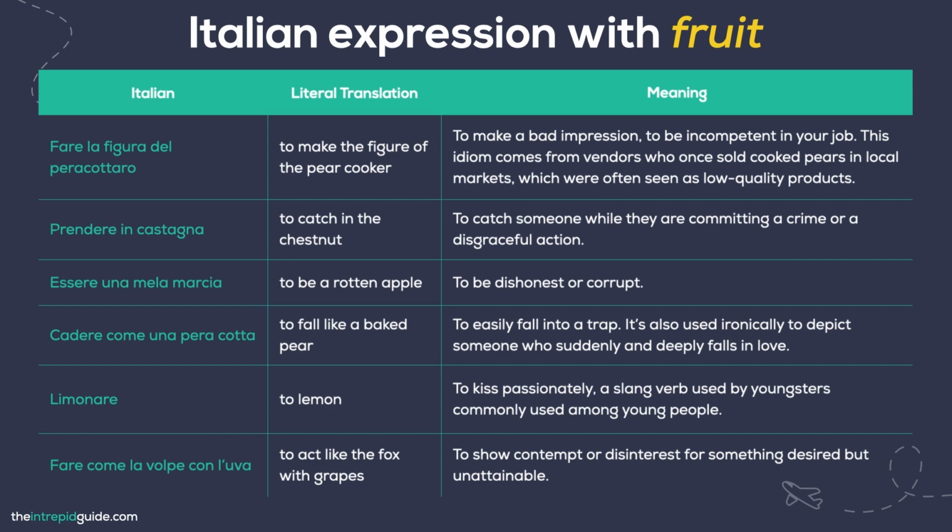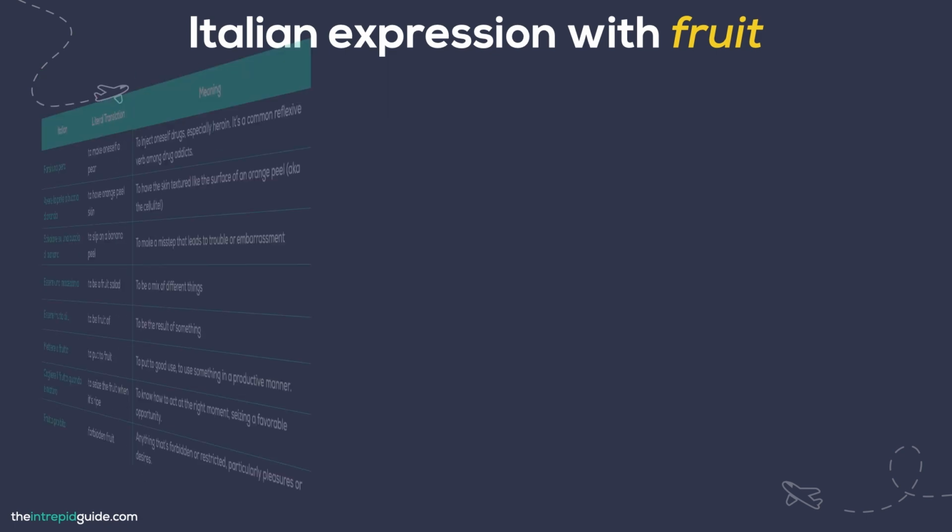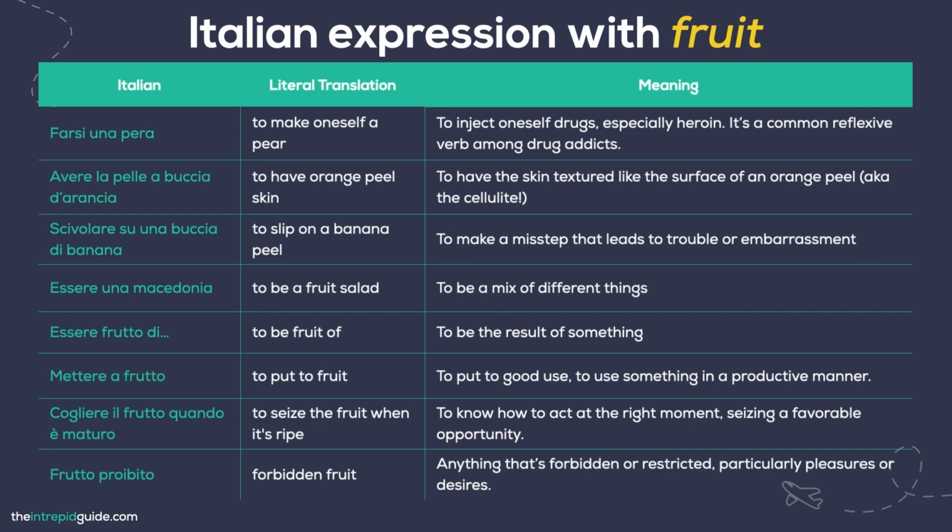Fare come la volpe con l'uva. Literally, to act like the fox with grapes. This means to show contempt or disinterest for something desired but unattainable. Farsi una pera. Literally, to make oneself a pear. This means to inject oneself with drugs, especially heroin. It's a common reflexive verb used among drug addicts.